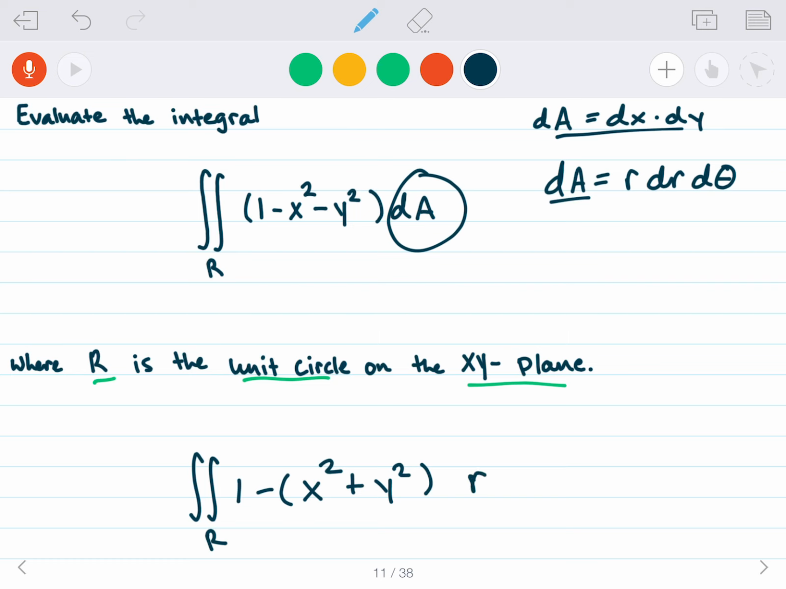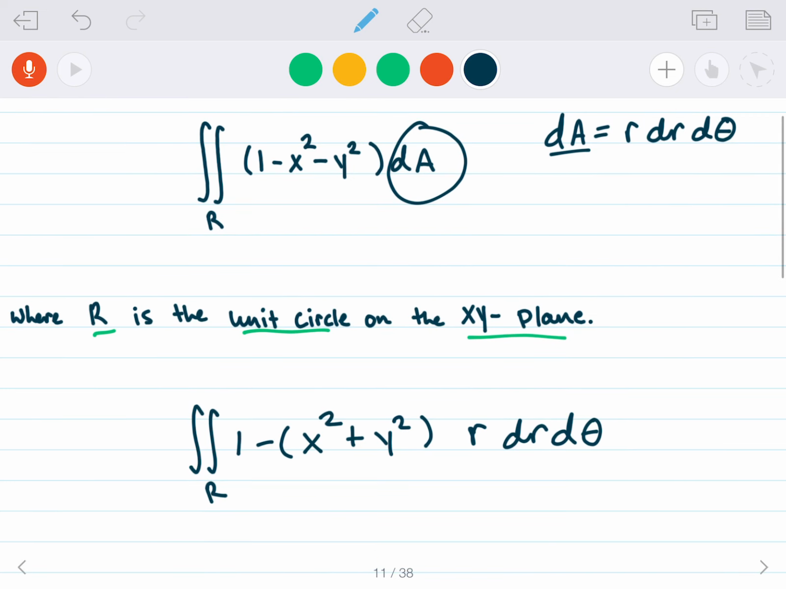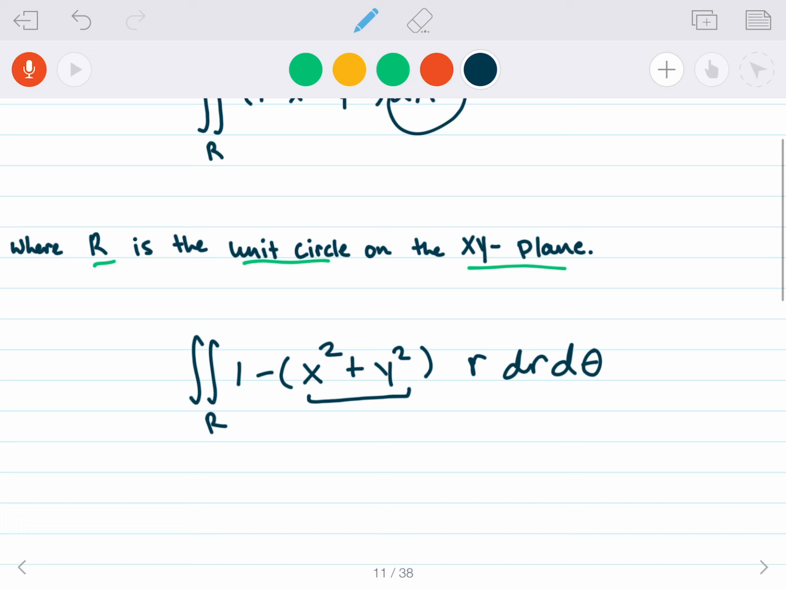I'm going to say this is r dr d theta. And now I'm going to use the fact that x squared plus y squared is equal to r squared. So I get 1 minus r squared, and this is all being multiplied by r dr d theta. Okay, so that's set up.